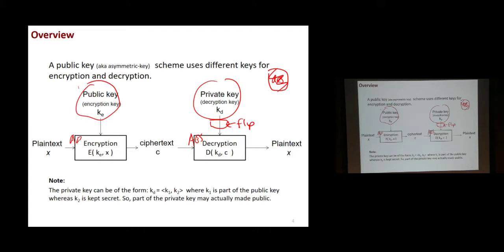Why? Because from the public key, it's very easy to derive the secret private key. You just take the key, flip it, and call this the private key. So the key used for encryption and the key used for decryption are different, but there is this requirement that it is very difficult to get the private key from the public key.